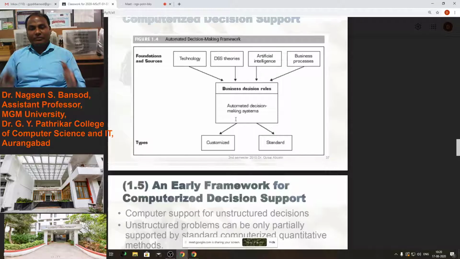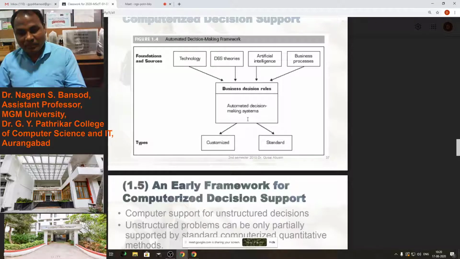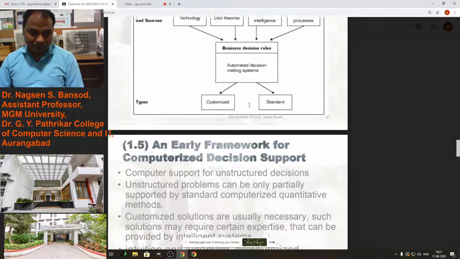The automated decision making system is connected to the technology, DSS, artificial intelligence, business intelligence, and customized and standard solution types. This automated system will provide the customer a standard solution as well as a customized solution according to the customer's need.